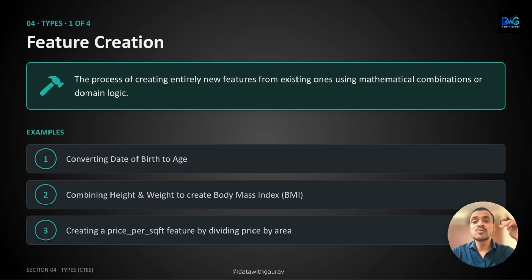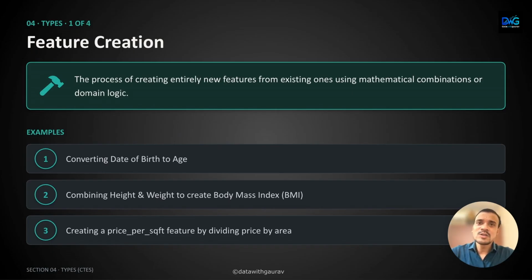Another common example is body mass index, or BMI. Instead of looking at a person's height or weight separately, we combine them using a mathematical formula to create a single feature that better reflects overall body composition. Similarly, in a real estate application, we can create a new feature called price per square foot by dividing a property's price by its area. This derived feature often provides a much better basis for comparing properties than looking at price alone.